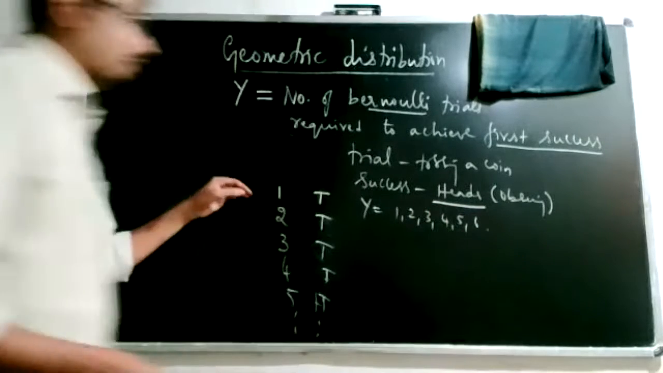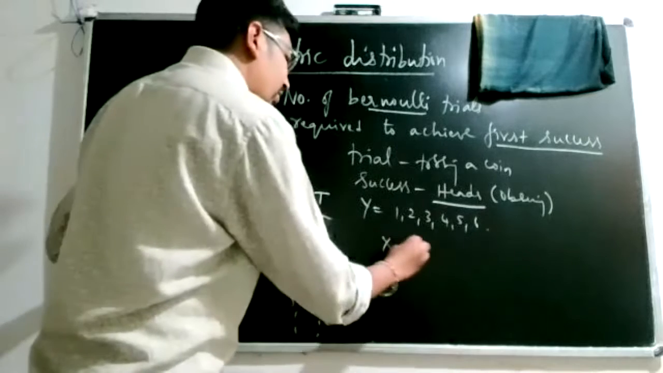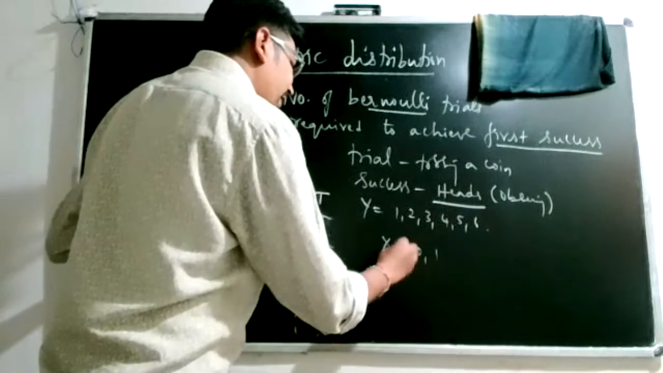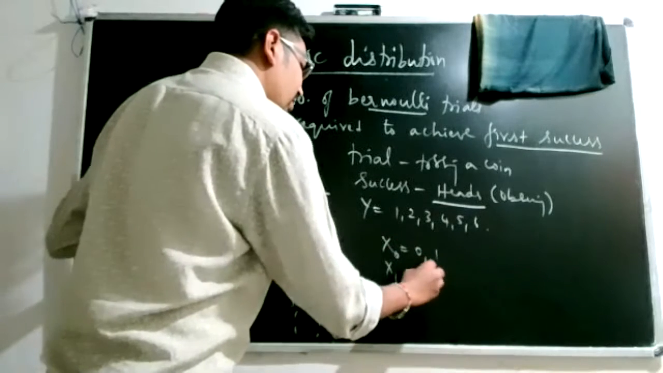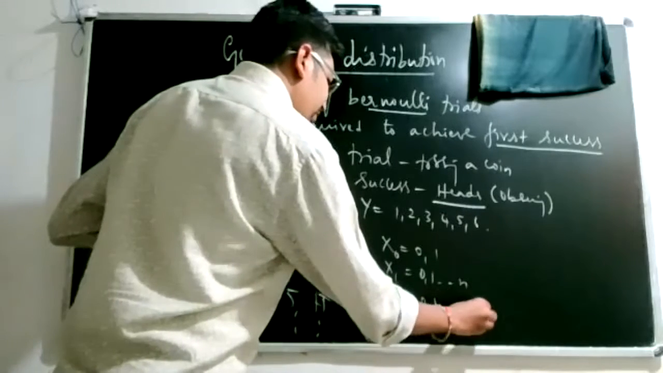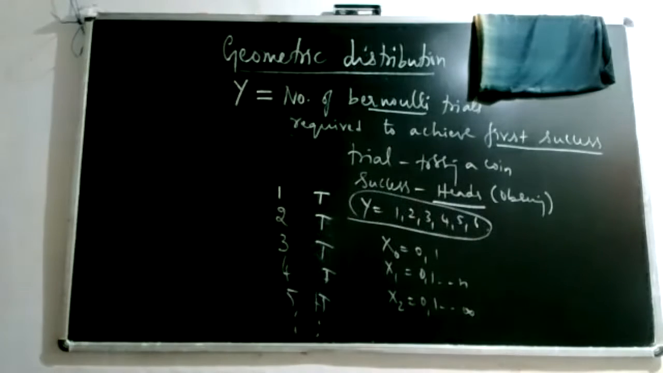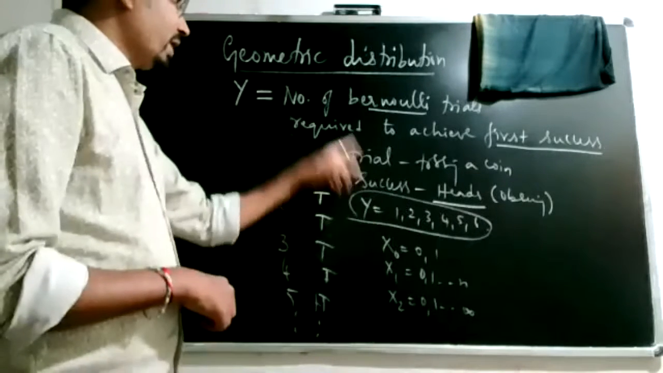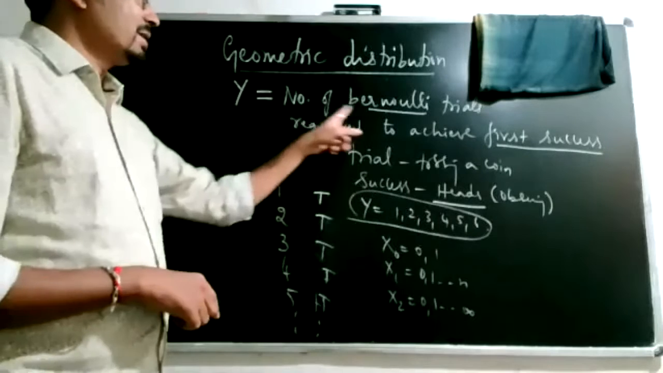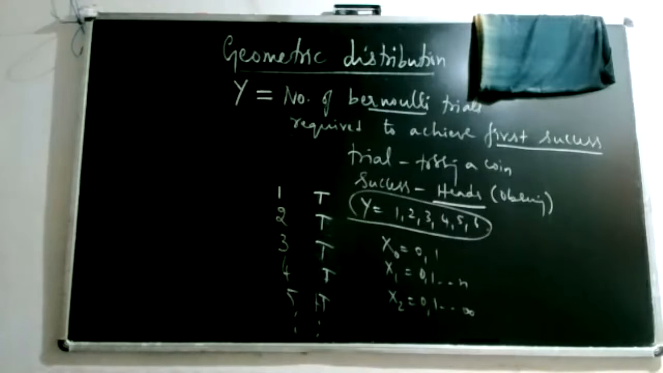So we are talking about a variable. Till now we looked into Bernoulli, which is 0, 1, binomial, which is 0, 1 to n, and Poisson, which is 0, 1 to infinity. But here we have a geometric where x doesn't take 0, it starts from 1, provided I define my y as the number of Bernoulli trials required to achieve the first success.